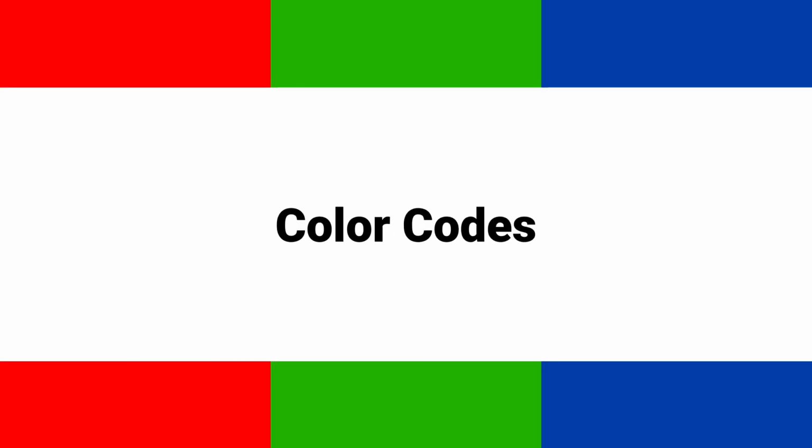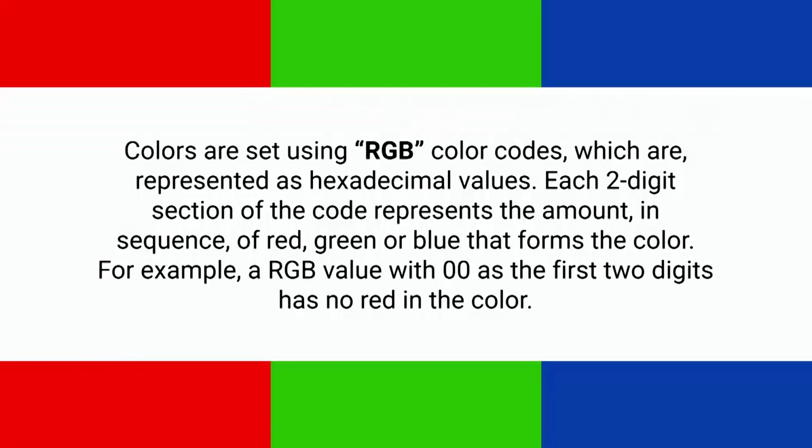Now we will look at quick color properties. What are colors, and why are we using colors? Because they give more attraction when you design the web page. Colors use RGB color codes, which are represented as hexadecimal values. Each 2-digit section of the code represents the amount, in sequence, of red, green and blue that forms the color. For example, an RGB value with 00 as the first 2 digits has no red in the color.